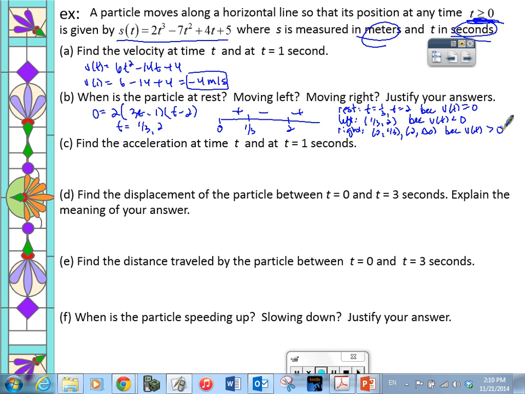All right, find the acceleration at time t and then at 1. So again, a of t gives us 12t minus 14. And a of 1 is going to be 12 minus 14, or negative 2. And our units are meters per second squared.